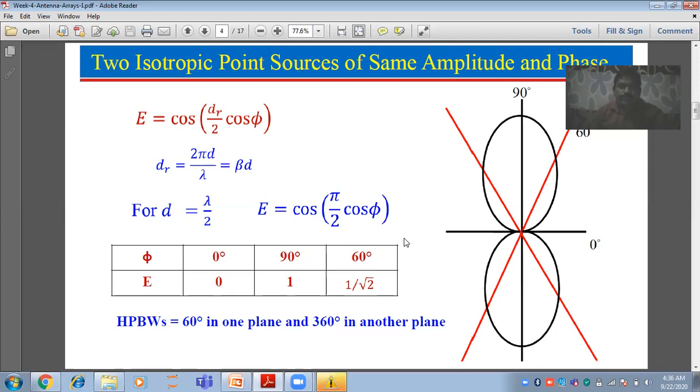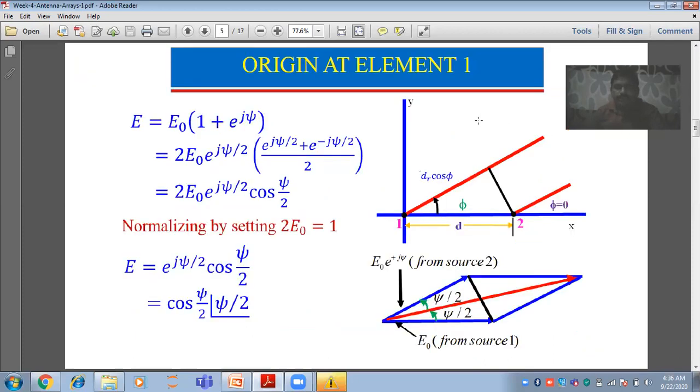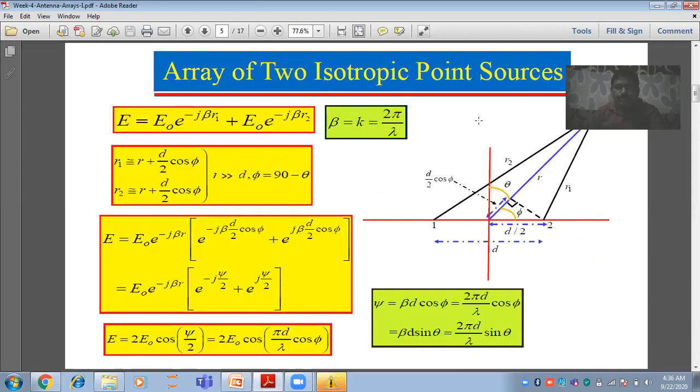If they are maintaining the same polarity, then what will be the situation? What will be the radiation pattern that is obtained for this antenna array? That we will see. So let us come here. Take this case.